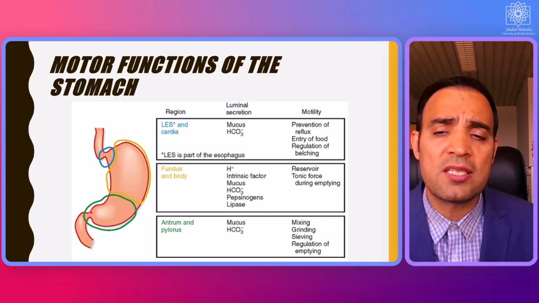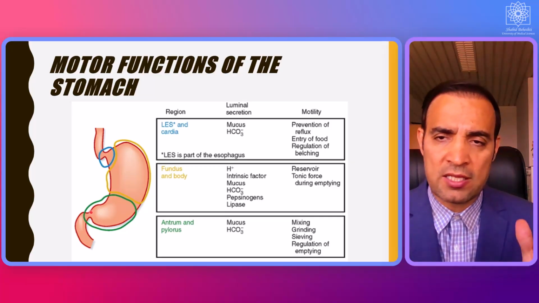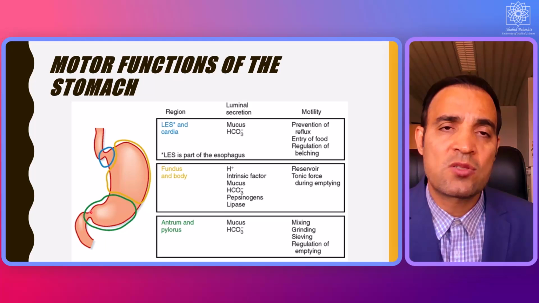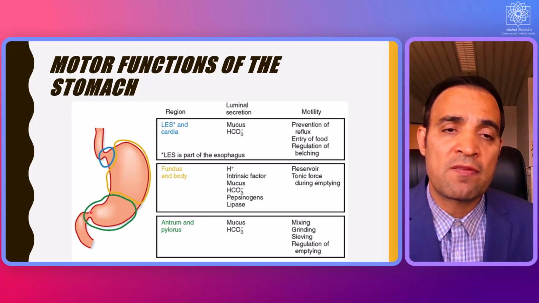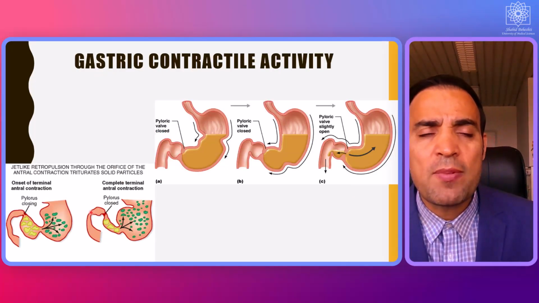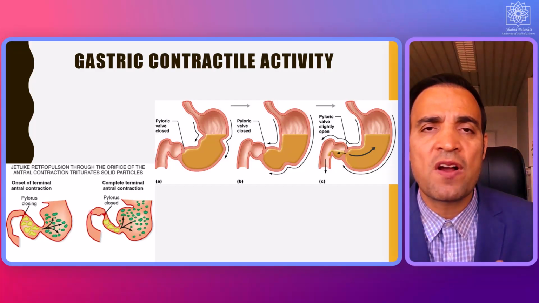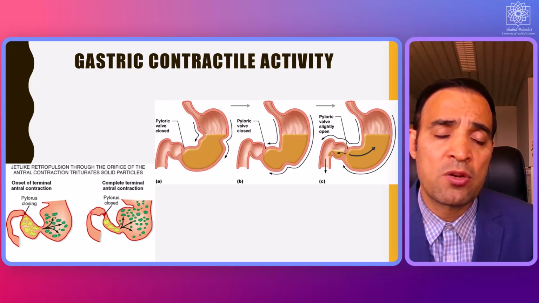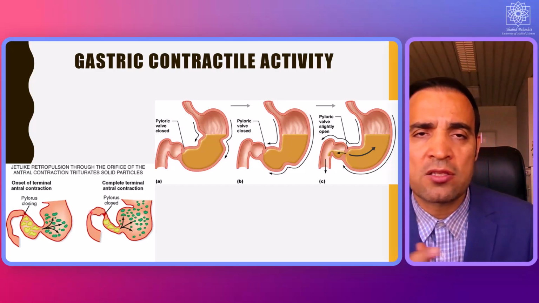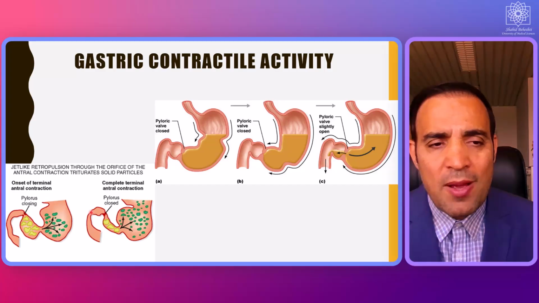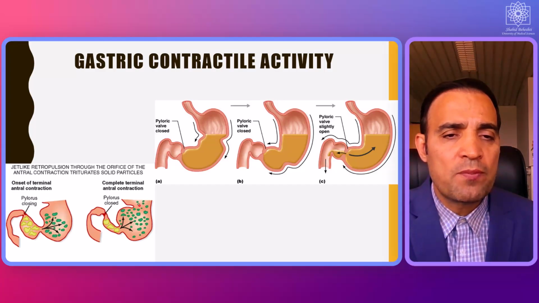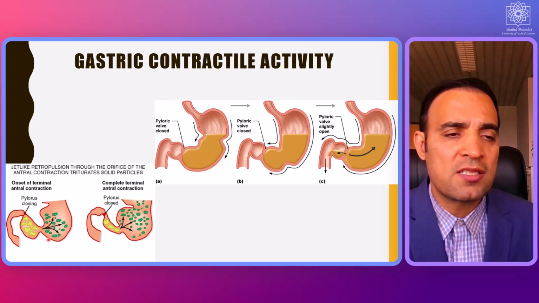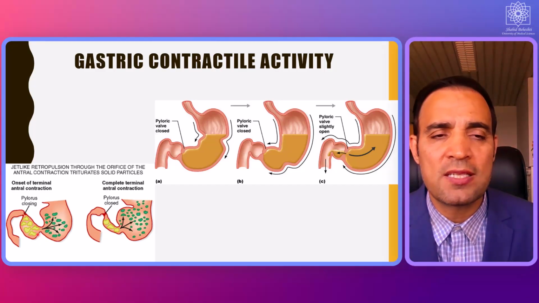These are the motility functions of the stomach that are summarized in this table, and I ask you to please read this table very carefully. What about the grinding function that I told you we have in the pyloric part, the antrum part of the stomach? Imagine in this figure that the body is containing large particles, such as this yellow particle that you can see.